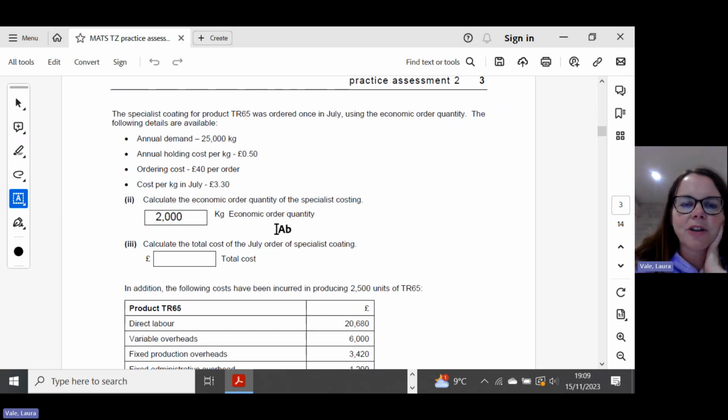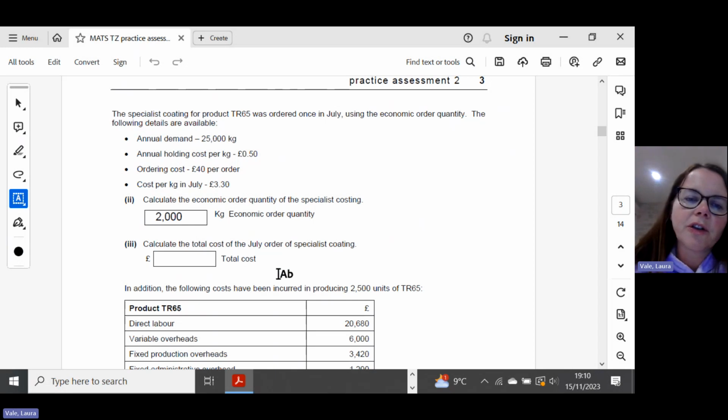So what we've just worked out is that if we order 2,000 kilograms of specialist coating at a time, then we are optimizing between placing orders every 5 minutes, which would obviously have a very high order cost, versus only ordering once in a blue moon, which would obviously have a very high holding cost. We're trying to optimize that by using the 2 cod and chips formula. So there you go, 2,000.